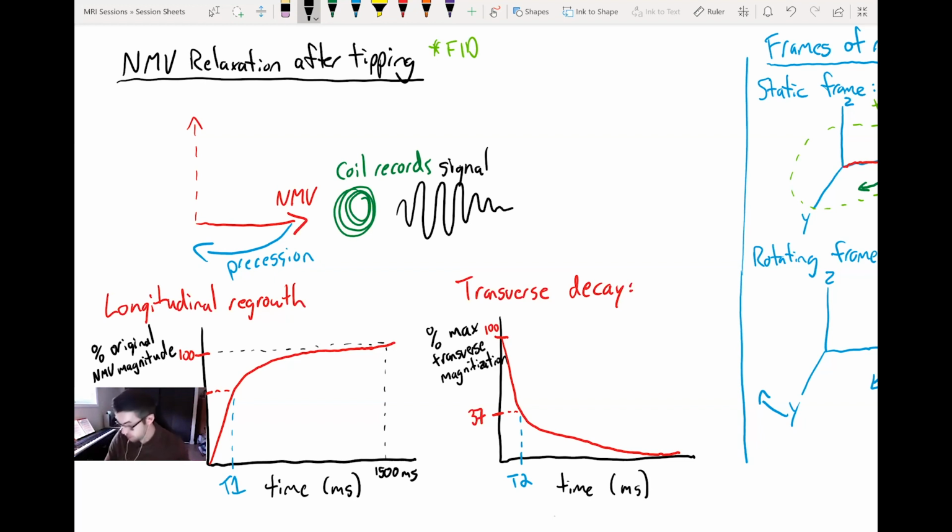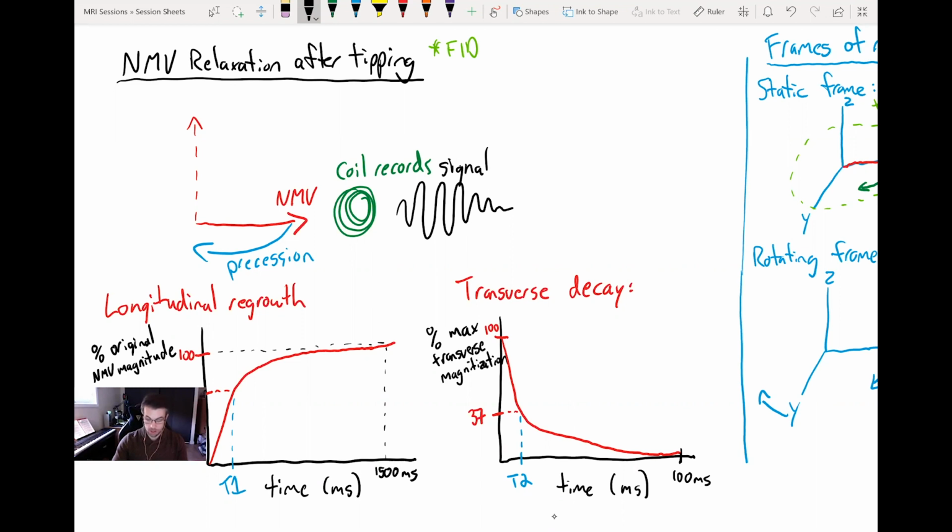Okay, this actually is even longer than that. All right, cool. So this amount of time that it takes for the transverse decay to occur and for magnetization to completely return to zero in the transverse plane is somewhere around, I don't know, 100 milliseconds or something like that. So it's quite a bit faster than longitudinal regrowth. These are just ballpark numbers.